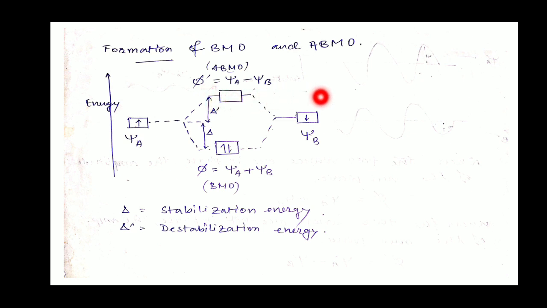So remember one thing, the higher the stabilization energy, the higher the gap, that means higher will be the stability, and the higher this gap, this delta dash, means that it will be more unstable, or you can say destabilized. That's why this is called destabilization energy.